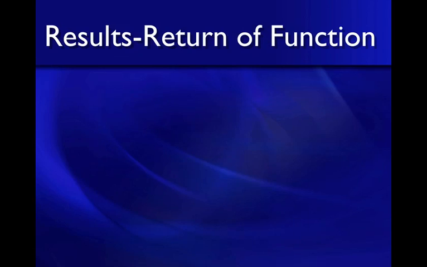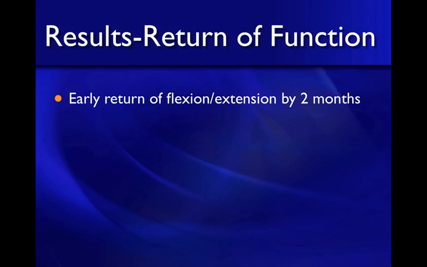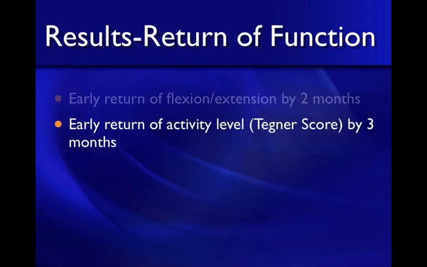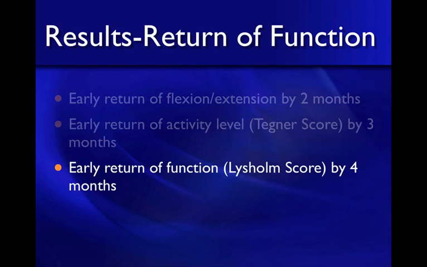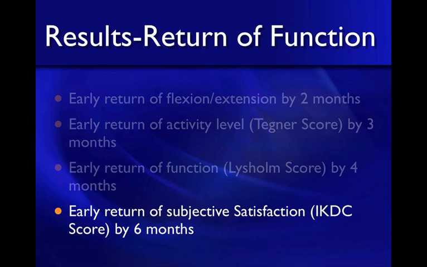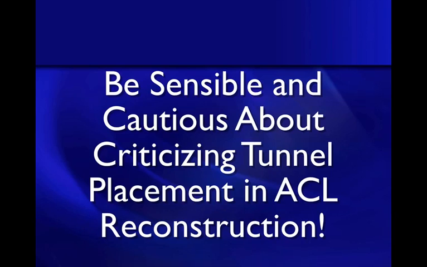And we achieved this by a relatively early return of function. We found that flexion extension had returned by 2 months, that the activity level as measured by the Tegner score plateaued by 3 months, and that the return of function as measured by the Lysholm score plateaued by 4 months, but it really took about 6 months before the subjective satisfaction as recorded by the IKDC score became stable.